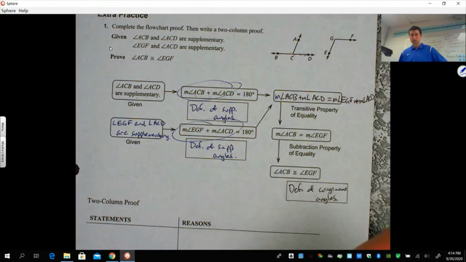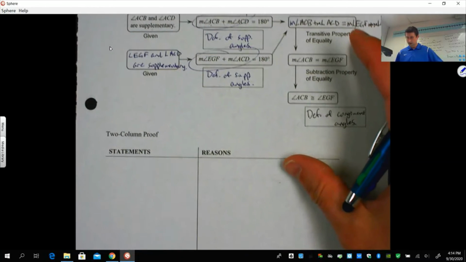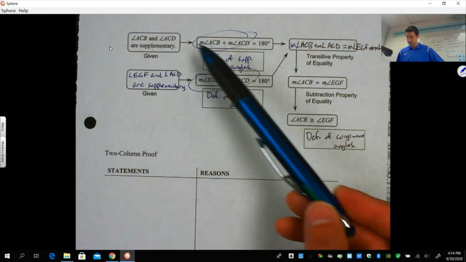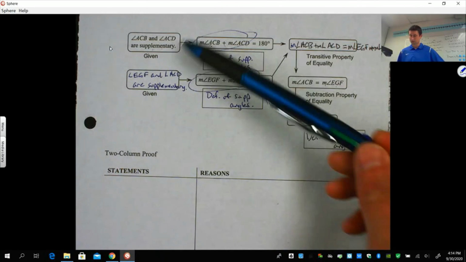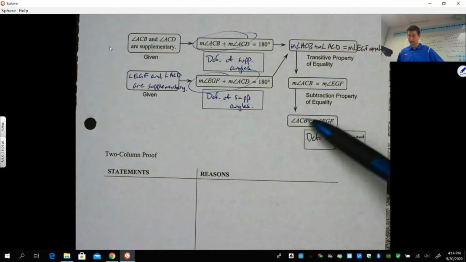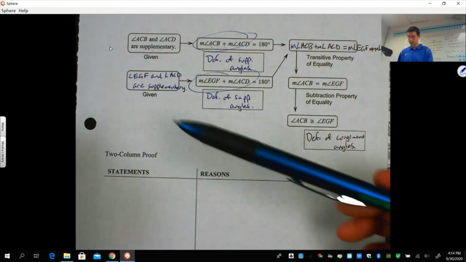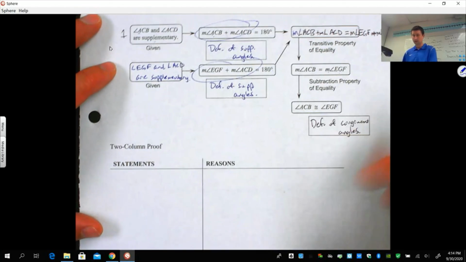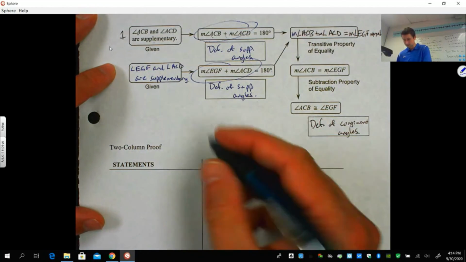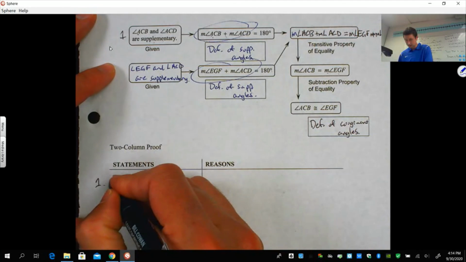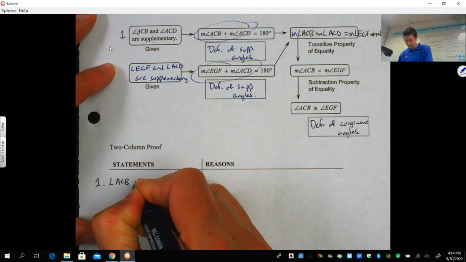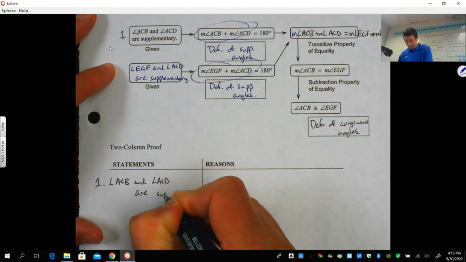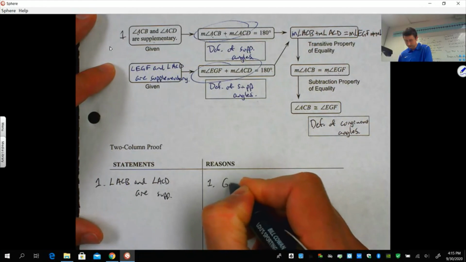So if you were to write a 2-column proof out of this, how many steps would you have? That would equal however many boxes you have up here. So there's 1, 2, 3, 4, 5, 6, 7. You would have 7 steps down here. Each of the statements come from here. So this is statement 1. I'm not going to take the time to write this all down here. Statement 1 would be angle ACB and angle ACD supplementary, and reason 1 is that it's given.